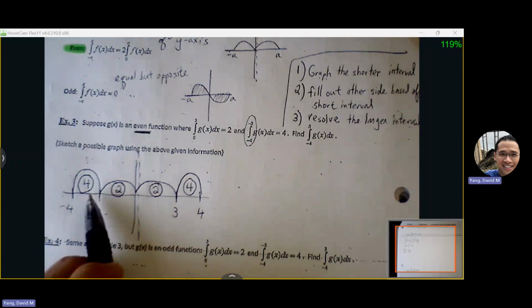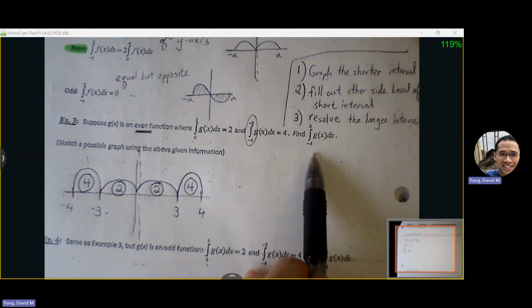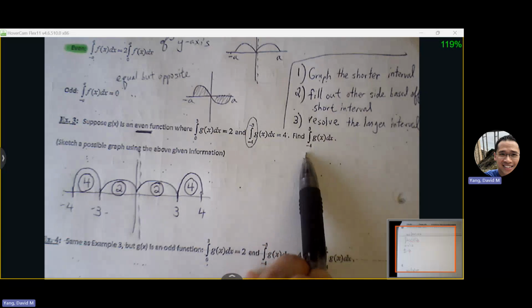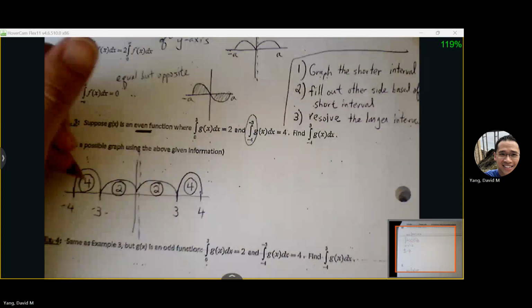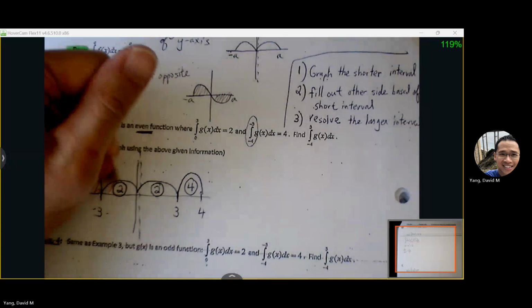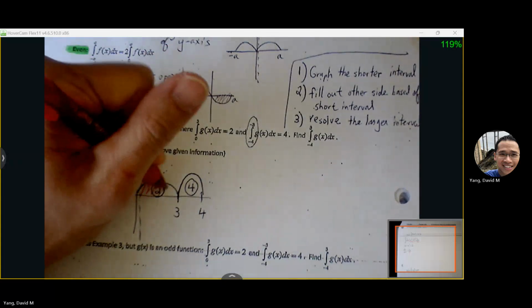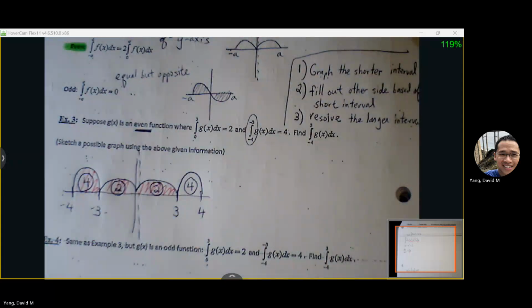Okay. We don't necessarily want to add up all these numbers. We only want to add up the number that they're asking for. So they're asking for the integral from -4 to 3. What does that get us?